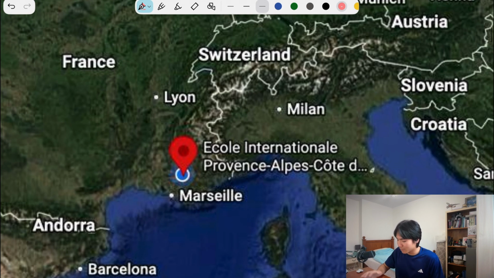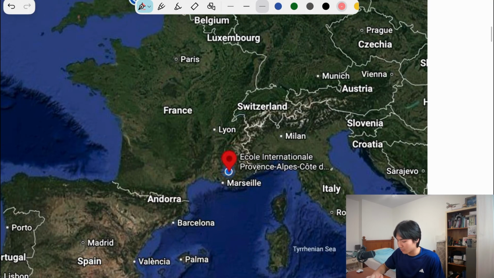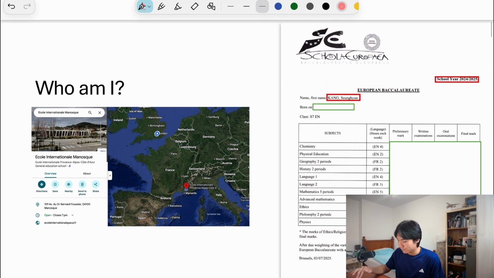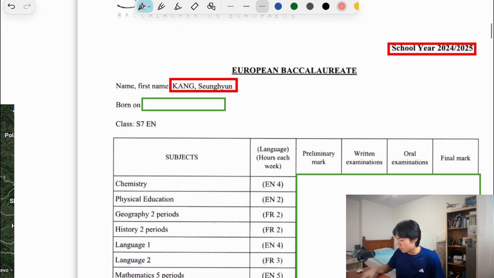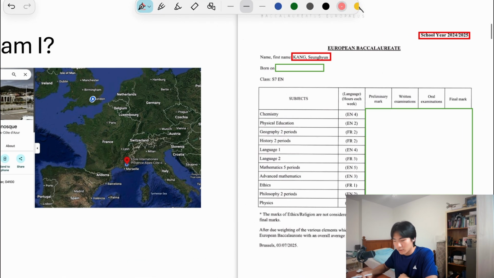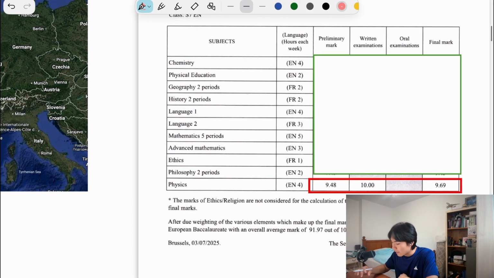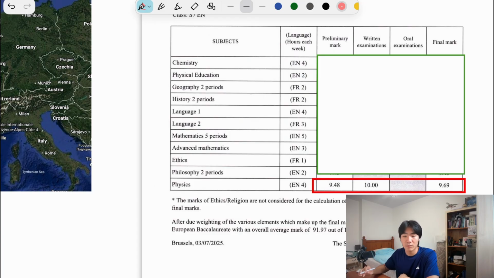So I did my European Baccalaureate in a small town called Manosque in southern France, and I finished the baccalaureate last year, 2025. As you can see, school year 2024 to 2025 up here. The reason why I decided, from all subjects, to teach physics is because I had a perfect score on the written exam, which I got 100 out of 100.